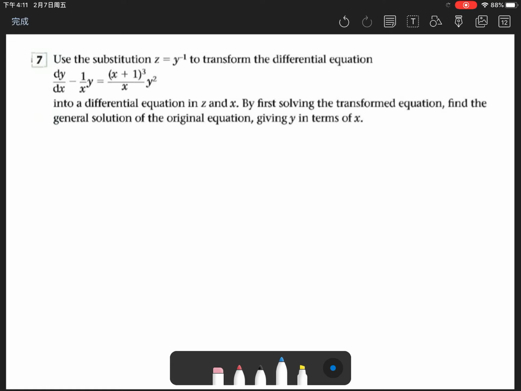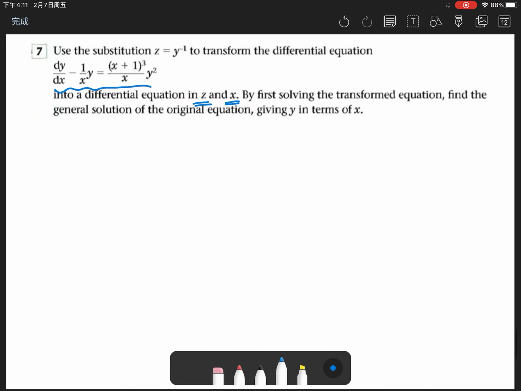And now let's move to question 7. Question 7: use the substitution z equals y to the power of negative 1 to transform the differential equation into a differential equation in terms of z and x, and solve it. Okay, let's see.